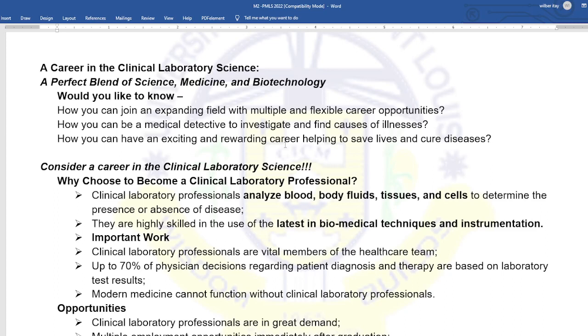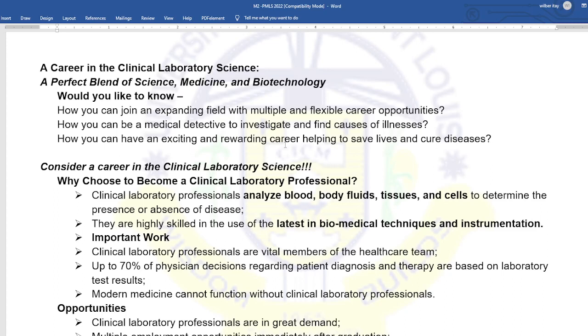There are several reasons why a person may choose clinical laboratory science as their profession. What we do in the laboratory is that clinical laboratory professionals analyze blood, body fluids, tissues, and cells to determine the presence or absence of diseases. In doing so, we use laboratory techniques and procedures. They are highly skilled in the use of the latest biomedical techniques and instrumentation.